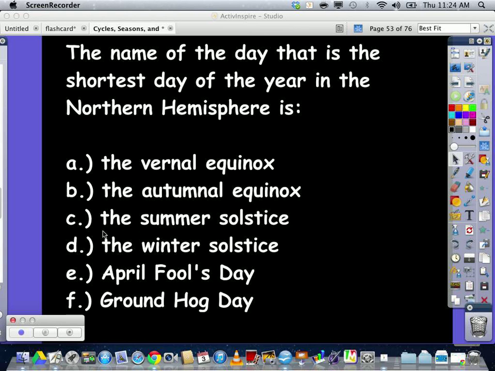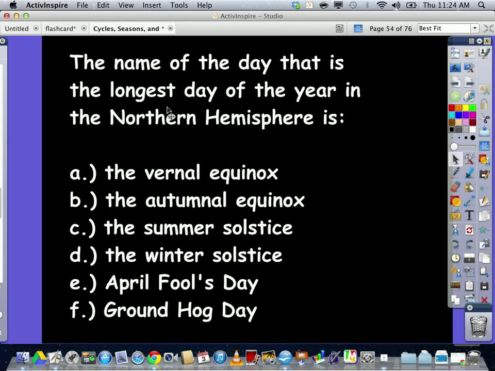So we're between C and D, summer solstice and winter solstice. So remember, we said during the winter, are the days short or long? In the winter, the days are shorter. It gets dark earlier, so the correct answer is D, winter solstice.